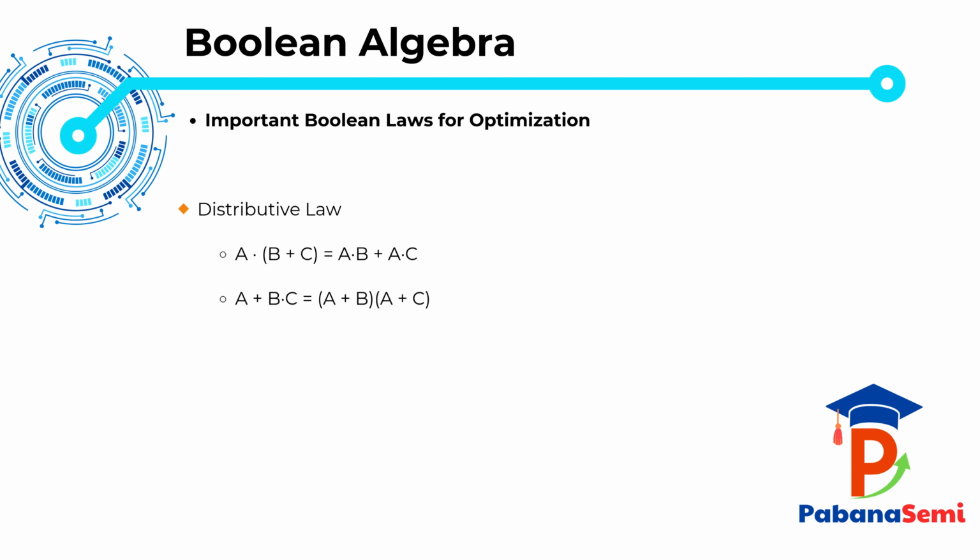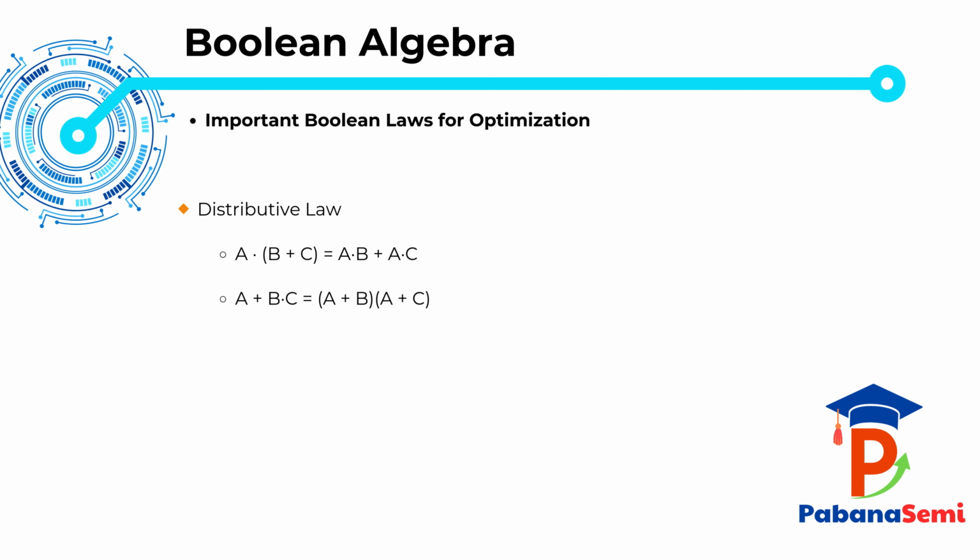This law is one of the most powerful tools utilized for logic simplification and optimization. The distributive law elucidates how a single variable can be distributed across a group of variables. For the first form, A dot B plus C is equal to A dot B plus A dot C. This means A is distributed to both B and C, just like multiplication in algebra. The distributive law also works in reverse, which is very important.